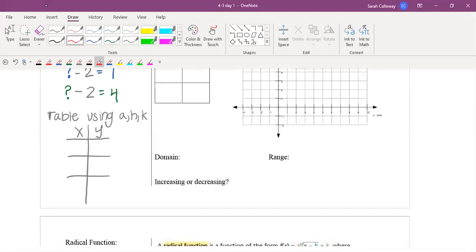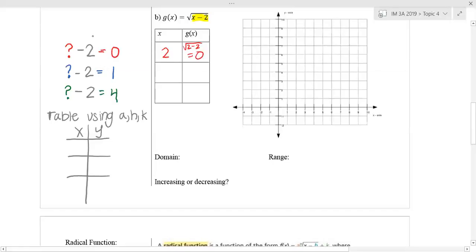The next perfect square is 1. So I want to think about this in the same way. So what number minus 2 makes 1? And so 3 minus 2 is going to make 1. And the whole point of that, again, is that if I plug in 3, 3 minus 2 is 1. The square root of 1 is 1. And so that's going to give me a y value of 1.